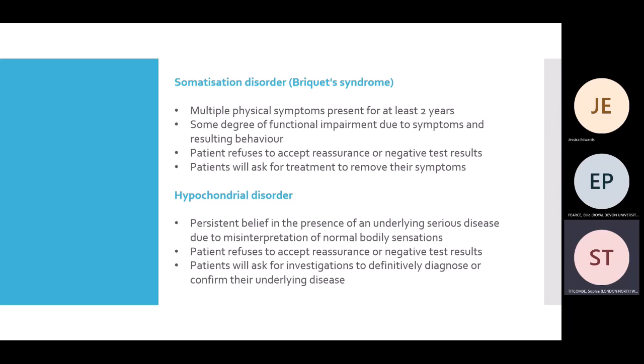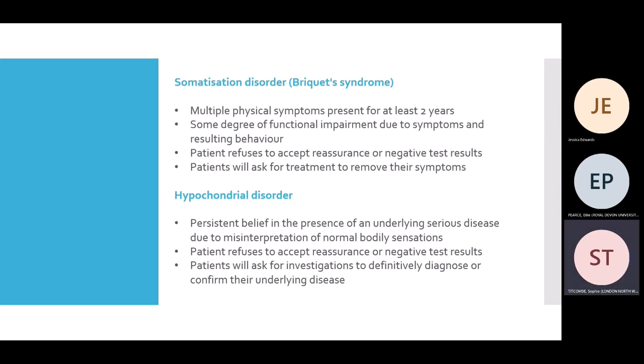So somaticization disorder is basically patients are feeling something, the brain is perceiving that feeling of pain as real. However, there isn't any organ pathology which we've found which is able to explain that pain. Conversely, hypochondrial disorder is patients who believe that they've got an underlying serious disease, and that's because they're misinterpreting normal bodily sensations. They refuse to accept any reassurance or negative test results, and they'll ask for investigations to diagnose or confirm their underlying disease.